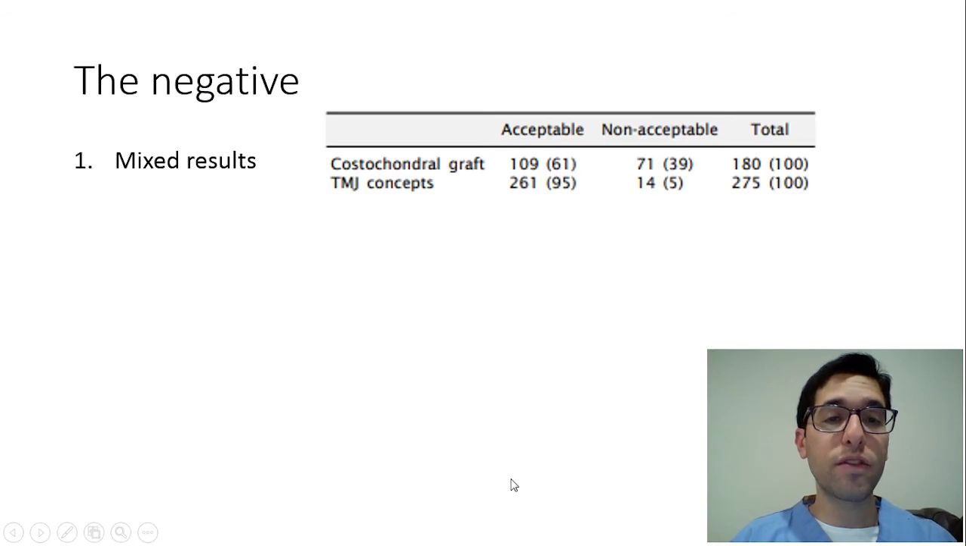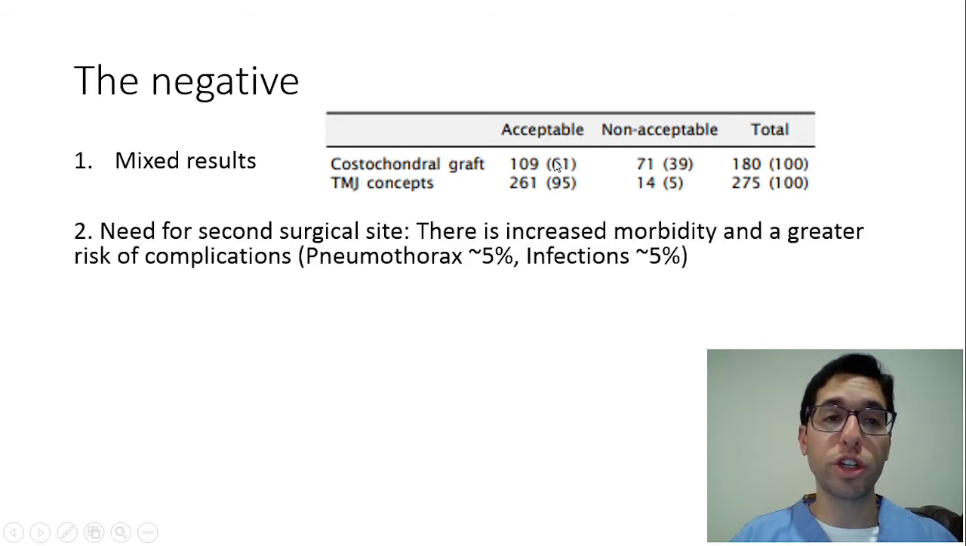So the negative, like we said, is you have mixed results. It only works 60% of the time is acceptable, versus TMJ Concepts has a 95% acceptable rate. So TMJ Concepts is just much more predictable, and that's why it's the treatment of choice when it comes to adults, and costochondral graft is primarily only really for children.